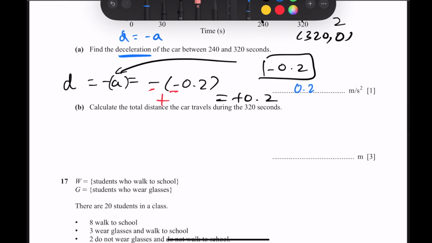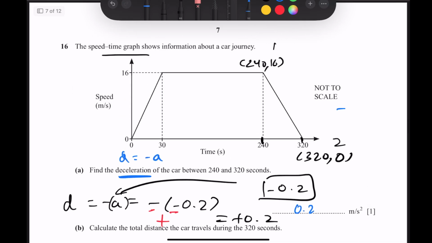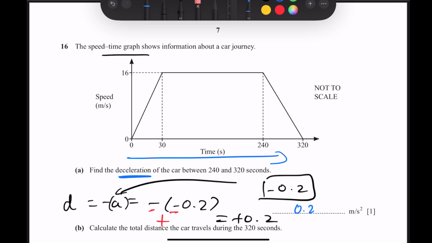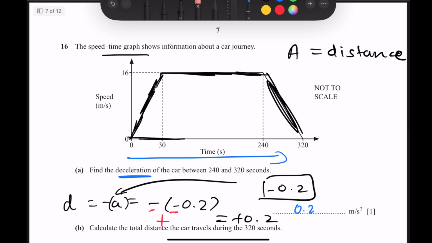Question B says to calculate the total distance the car travels during the 320 seconds. So the question is saying for its entire journey, what is the distance traveled? So from 0 to 320 seconds. As I said before, the area under the speed time graph is equal to the distance traveled. So in this case, if we find the area under the graph, that would be equal to the area of this shape over here that's produced. As you can see, this shape is a trapezium since there are two parallel sides.